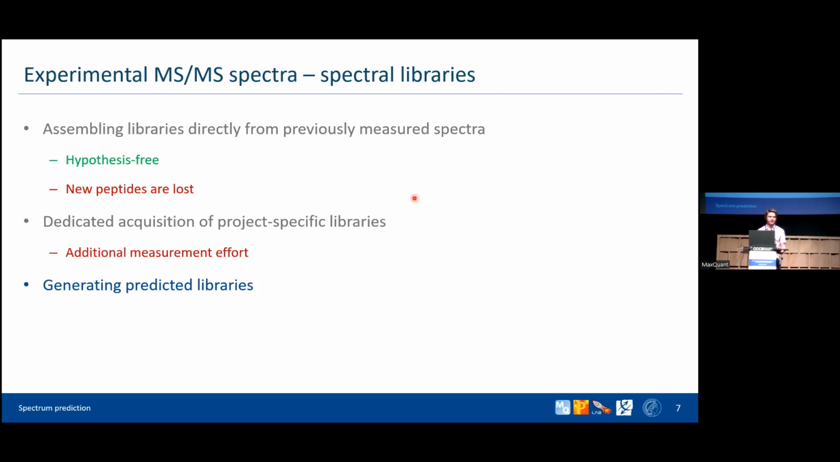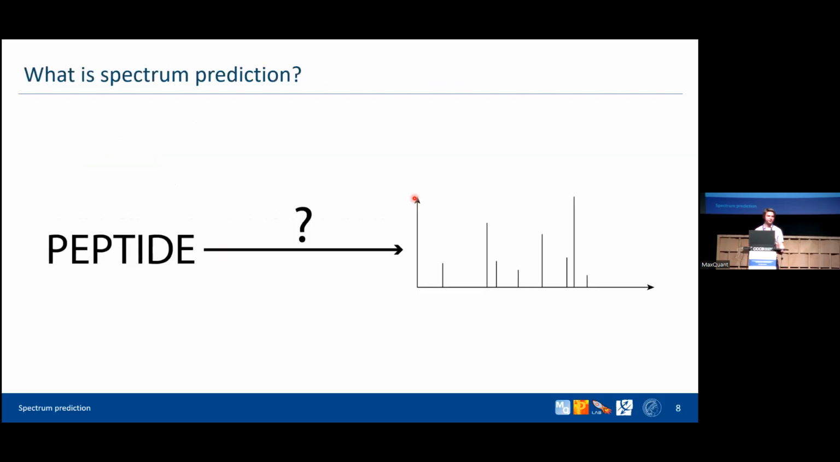But there is also a third way, generating artificial predicted libraries, and thus we come to spectrum prediction. So what is spectrum prediction? Here we mean reconstructing the peptide fragmentation pattern from its sequence. And people have been trying to do it for nearly 20 years, but only recently modern machine learning techniques enabled nearly experimental accuracy of predictions. And this lecture will be about these techniques and the applications of machine learning in proteomics.